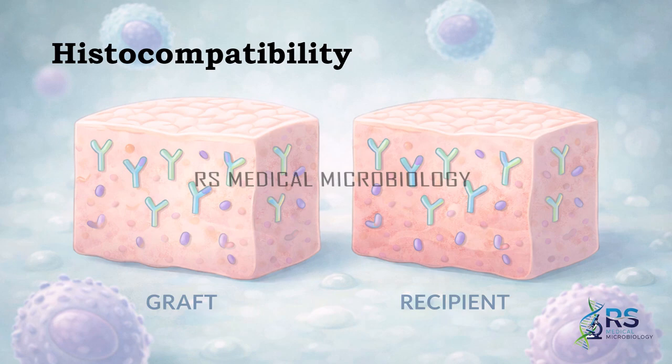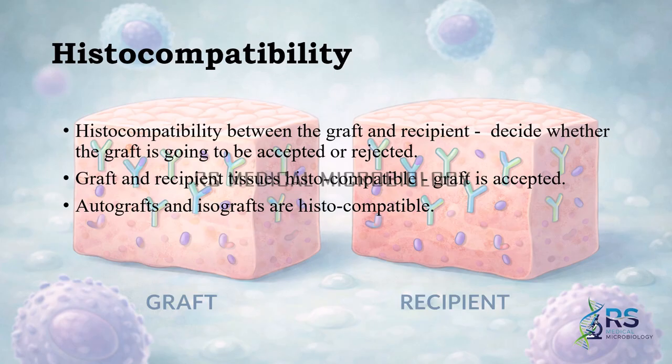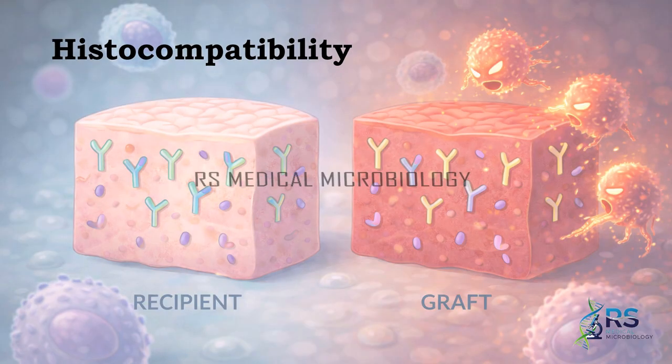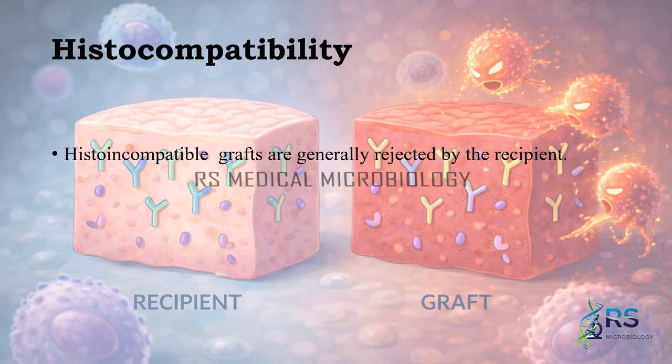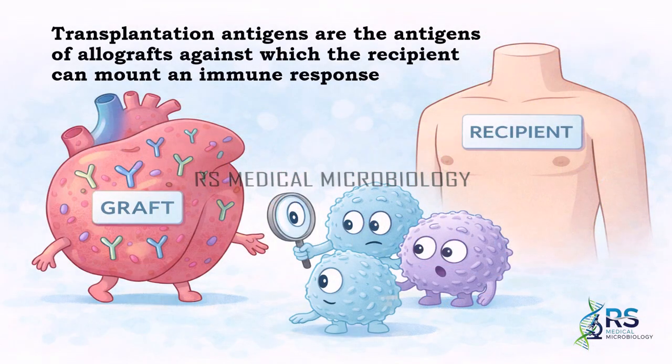Histocompatibility means compatibility between the graft and the recipient. This decides whether the graft is going to be accepted or rejected. If the graft and recipient tissues are compatible, then the graft is accepted. So generally, autografts and isografts are compatible. Histo-incompatible grafts are generally rejected by the recipient. So some allografts as well as xenografts may usually be histo-incompatible.